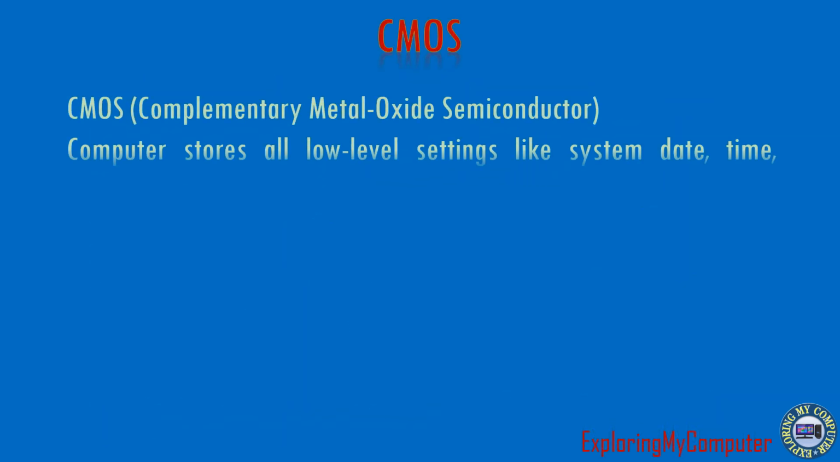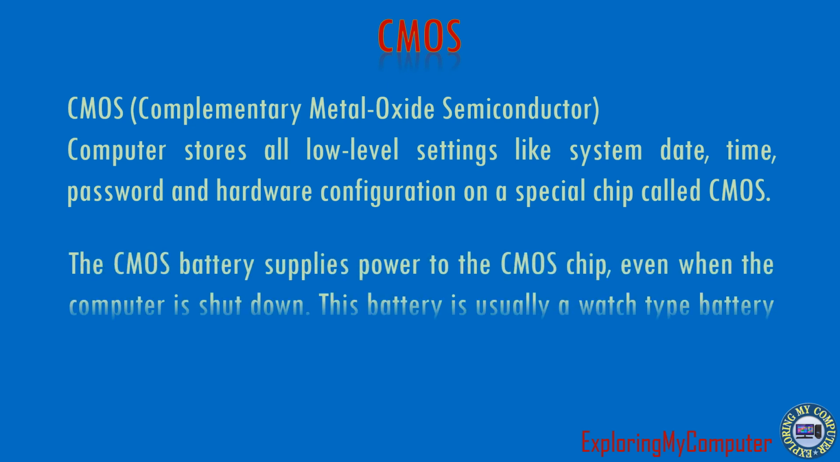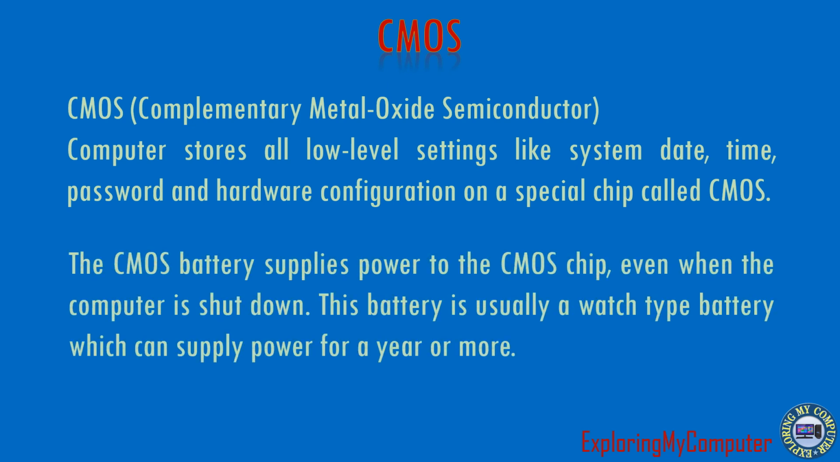CMOS, complementary metal oxide semiconductor. The computer stores all low-level settings like system date, time, password, and hardware configuration on a special chip called CMOS. The CMOS battery supplies power to the CMOS chip even when the computer is shut down. This battery is usually a watch-type battery which can supply power for a year or more.